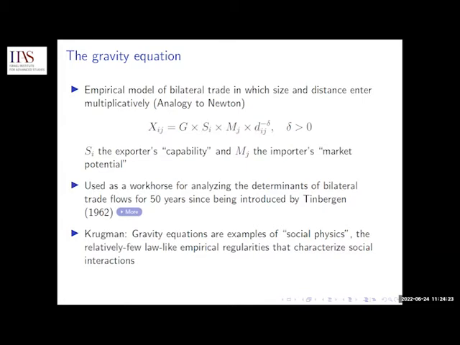What exactly is G? So G is just a constant. In the Newton version, it would be the gravity constant. Here, it's going to be a constant in a log linear model. Okay, so the gravity equation, as I said, is very central. Krugman referred to it as one example of social physics, as he named it, a law-like empirical regularity that characterizes social interactions, and in this particular case, interaction over a trade relationship.